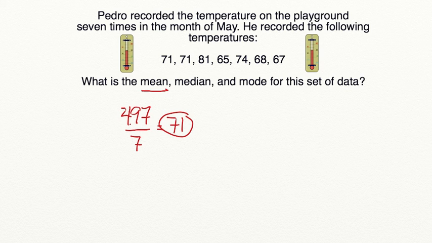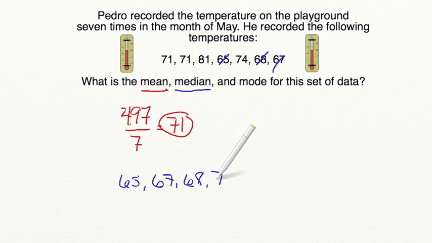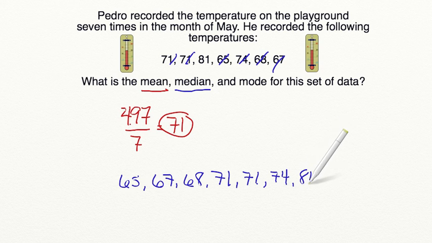Let's go ahead and try to find the median. Remember, the median is the middle number. But we can't start crossing out yet because these numbers aren't in order from least to greatest. So I'm going to reorder them. I'm going to start with 65 and then 67. After 67, I have 68. And then 71 twice. So I have 71 once, 71 twice. Then we have 74 and 81.